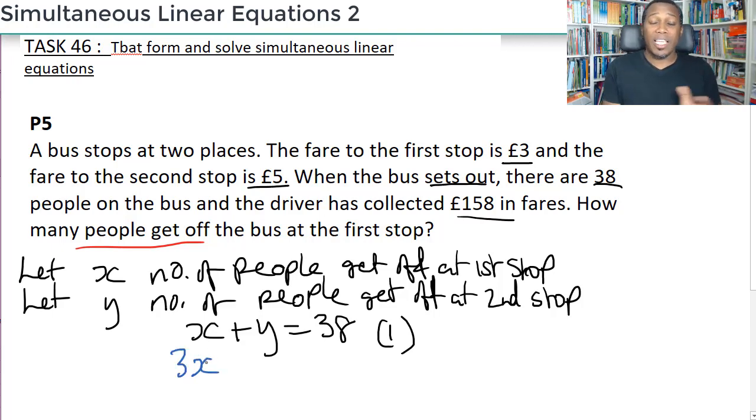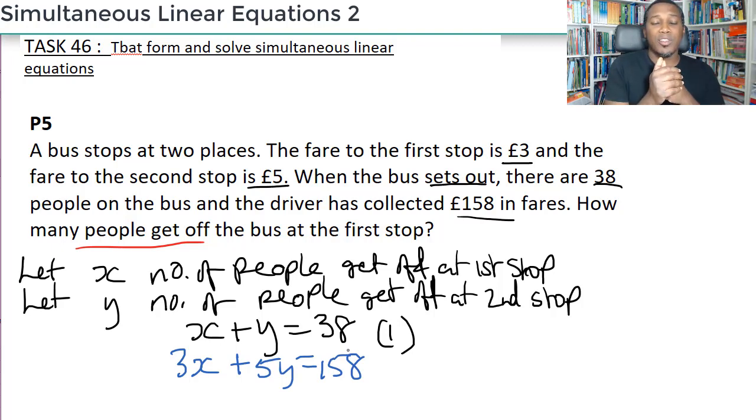If it's one person getting off at the first stop, I'm going to get 1 times 3, £3. If it's two people, I'm going to get 2 times 3, £6. And y is the number of second stop people, people getting off at the second stop. Second stop people sounds a bit more interesting. So the second stop is going to be 5y, and that has to add up to 158. That's the equation you want to be solving. x plus y is equal to 38. 3x plus 5y is equal to 158.